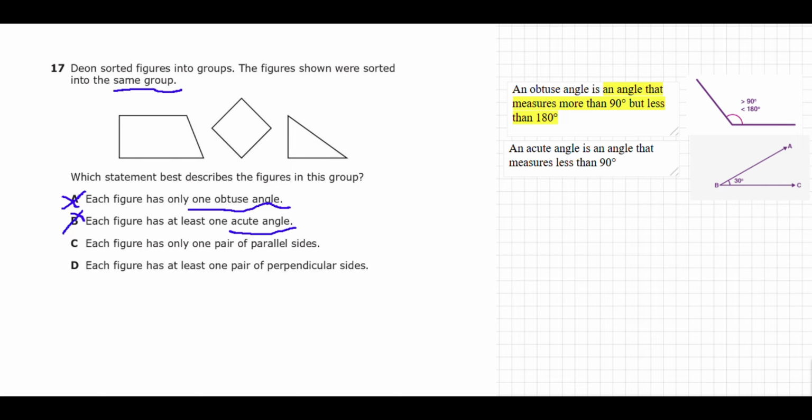C. Each figure has only one pair of parallel sides. A triangle does not have one pair of parallel sides. Hence, C is not a correct answer. D. Each figure has at least one pair of perpendicular sides. Yes, this is the correct answer.